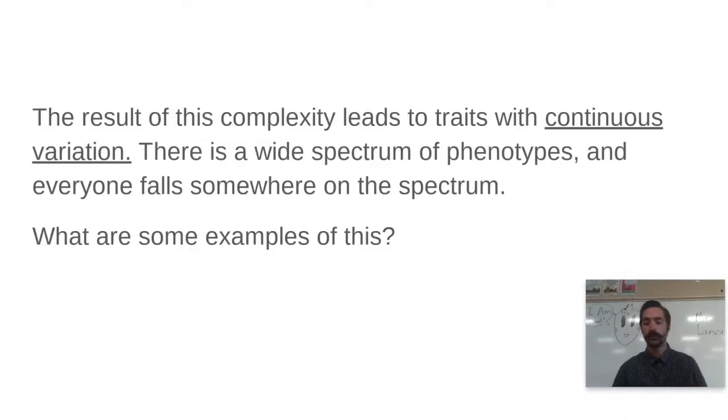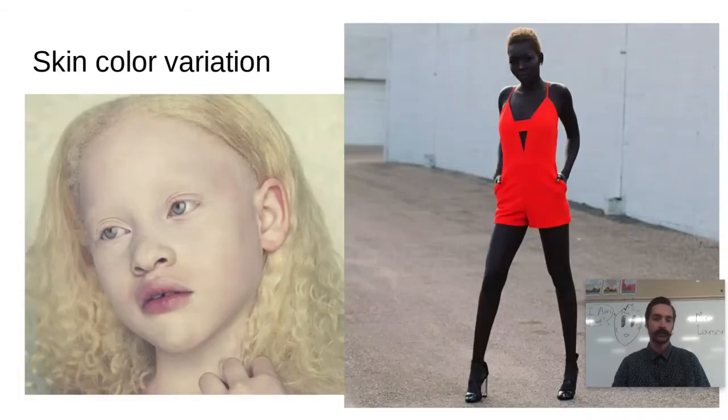So basically, just a summary of that. The result of the complexity leads to what is called continuous variation, where we have a wide variation of phenotypes, basically meaning different physical characteristics. Here are a couple of examples of those physical characteristics. We have different skin color variations. As you can see here, the extreme ends of the color scale: very white and then very dark skinned.